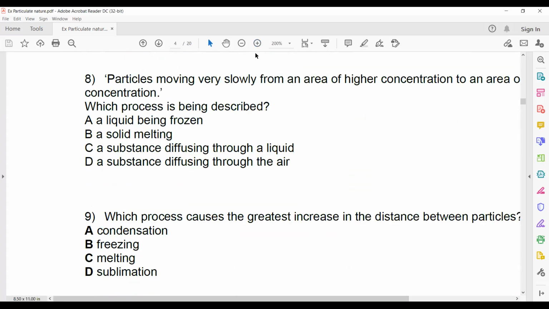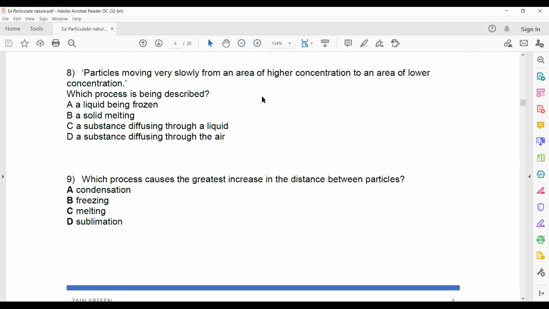Question 8. The reason why I skipped the questions in between is that they are not related to the topic we have discussed, the particulate nature. What is the answer for question 8? Read the statement carefully. Particles are moving very slowly from a region of higher concentration to a region of lower concentration.